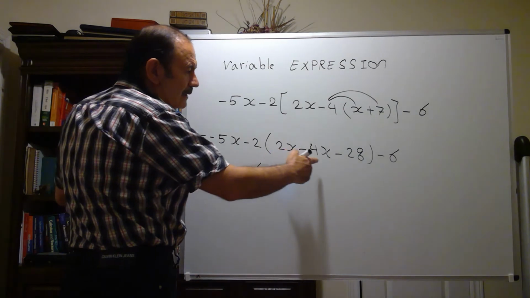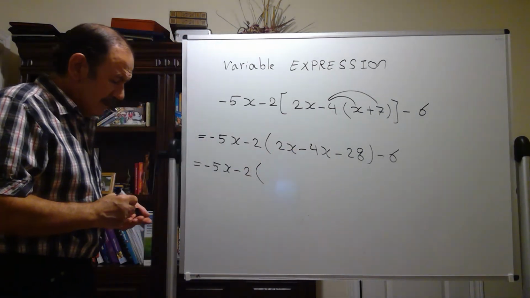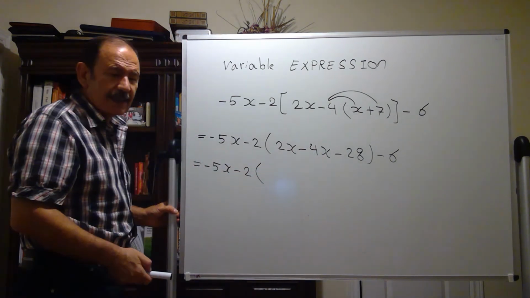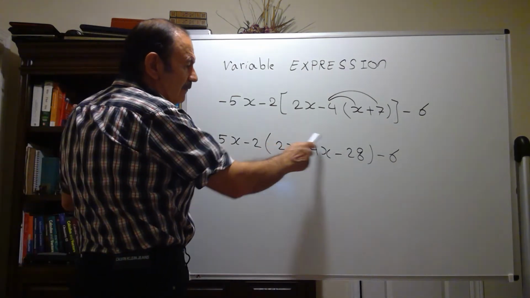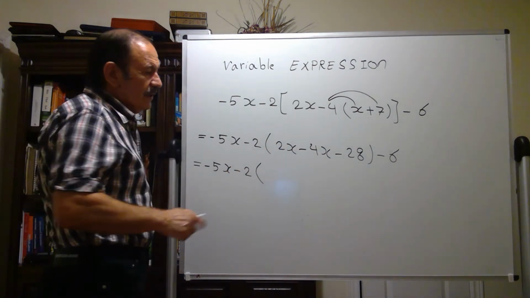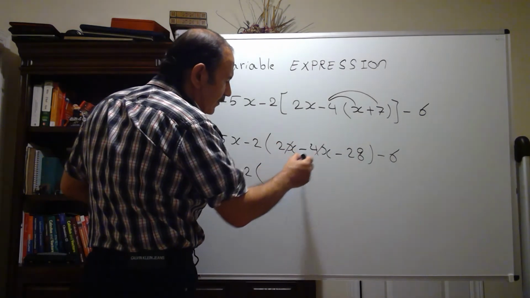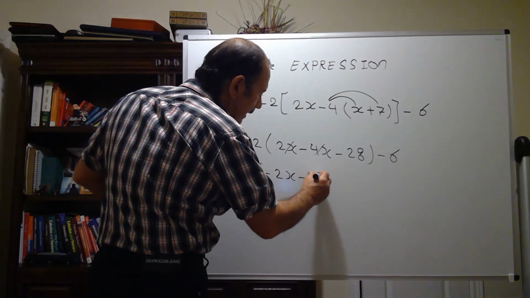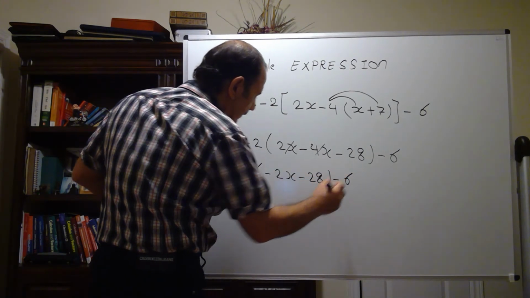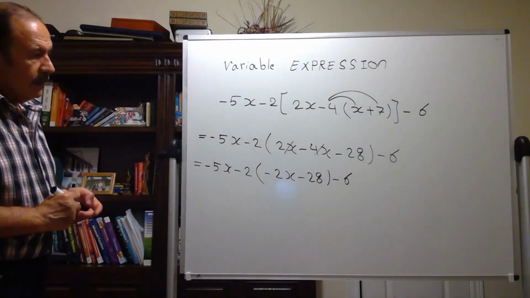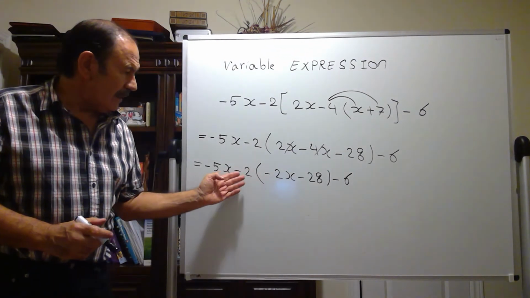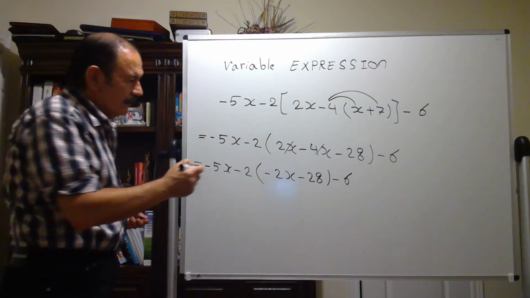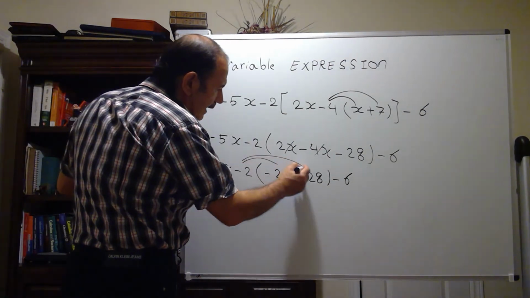Then this 2x and this negative 4x are like terms because they have the same base. The base for both of them is x. They have the same exponent, which is 1. So we can simplify this: 2x minus 4x is going to be minus 2x, minus 28, minus 6. Okay, now the bracket is in the simplest format. I need to multiply this negative 2 to the inside of the bracket. Negative 2 by first and next.